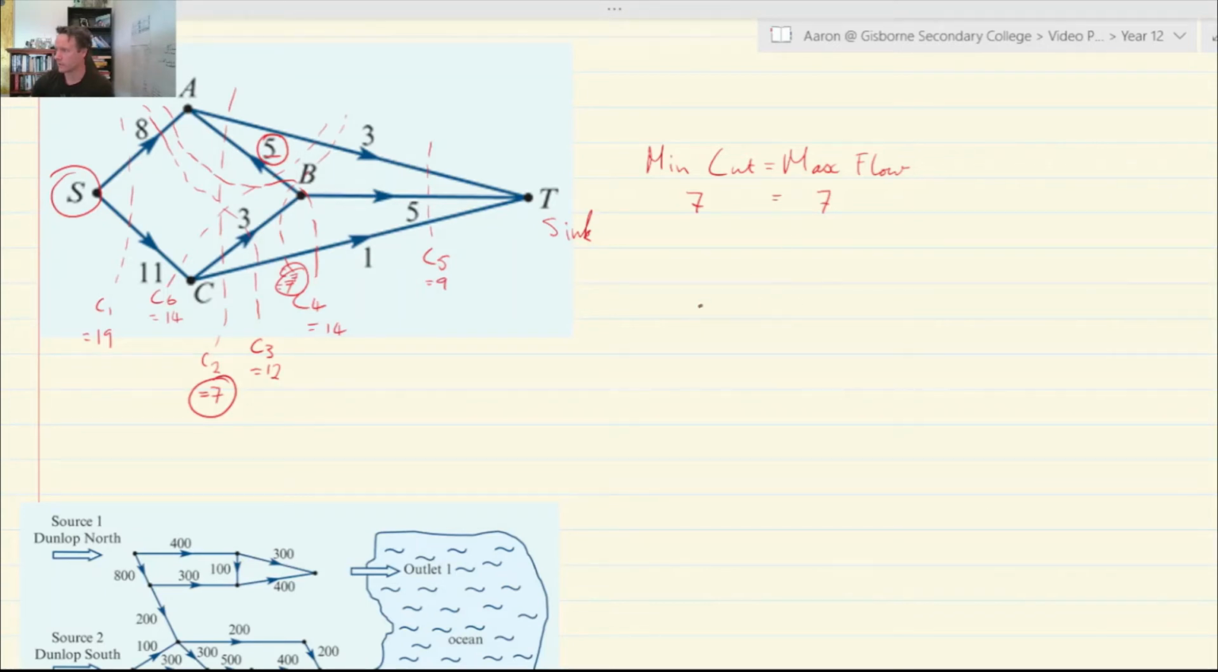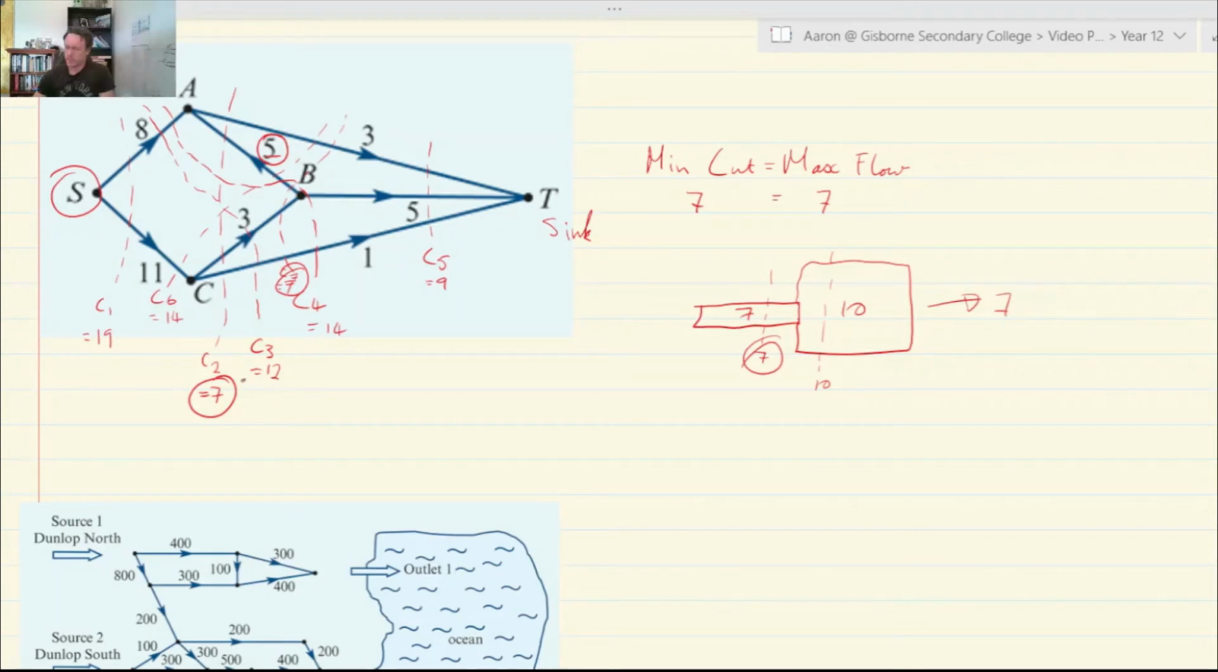Okay, so we've got 2 pipes. One's 10, one's 7. I cut through this one, that's 7. I cut through this one, that's 10. Okay, my minimum cut is 7, so my maximum outward flow is 7. Alrighty.